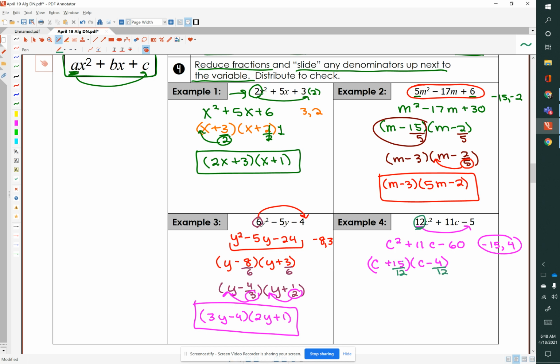And now I want to simplify these denominators. So this is going to be divided by 3. This is going to be divided by 4. So I will have c plus 5/4, and I will have c minus 1/3. All I did was reduce the fractions. Now those denominators are going to come back up and slide in front of the c, and then I will be finished. So I will have 4c plus 5, 3c minus 1 as my final answer.